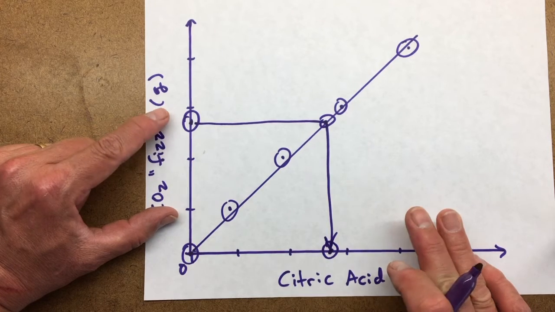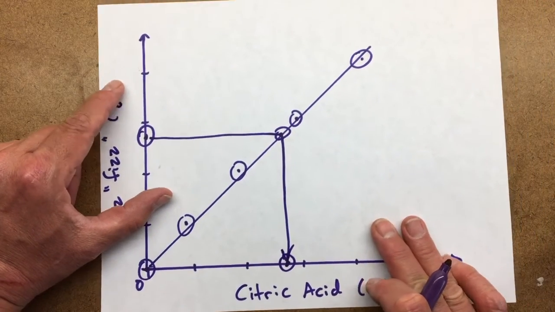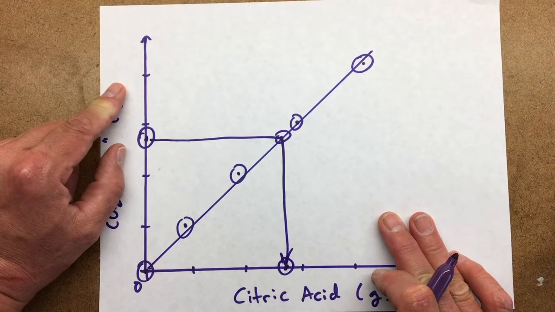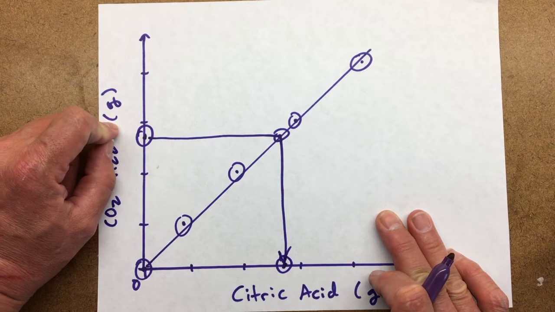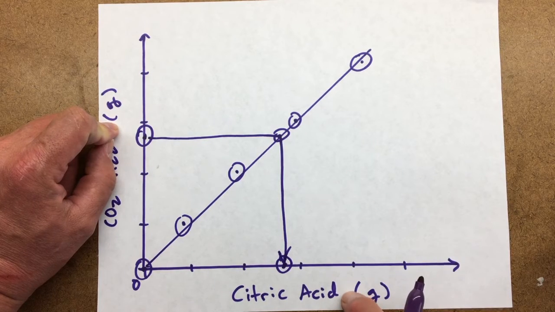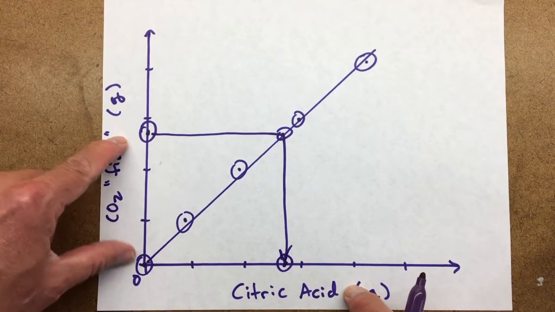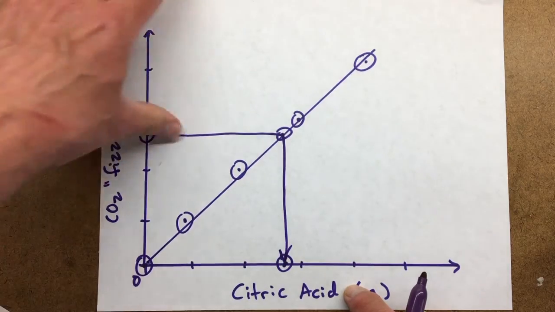So the reason I'm showing you this is because in the experiment that you're going to be doing for this project, you're going to need to construct a standard curve and use it to find out how much of an ingredient there is based on how much of a reaction there is.